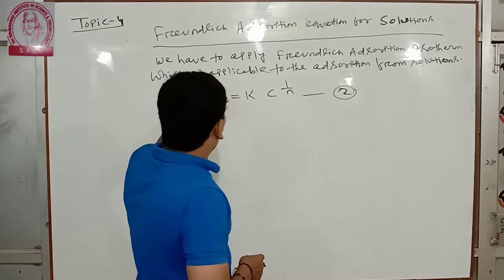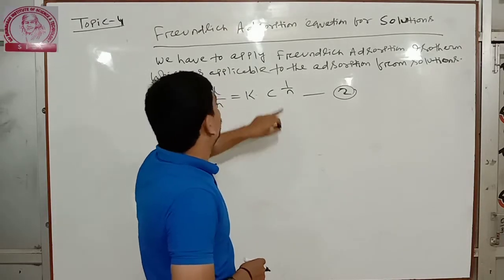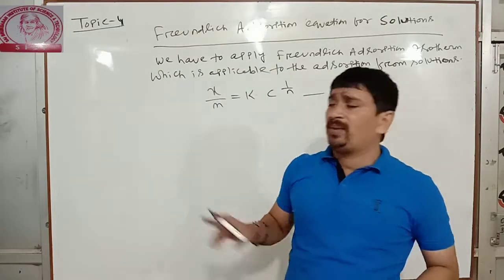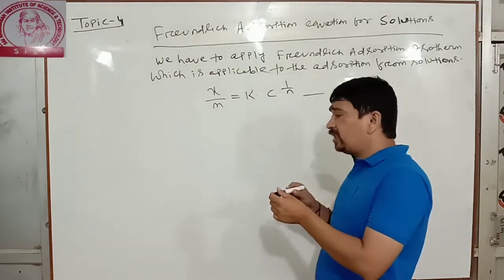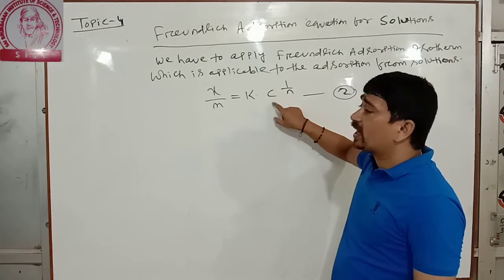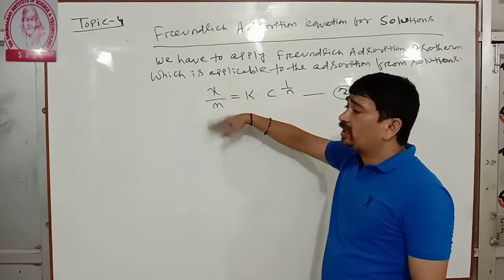So what is x, what is m, what is c? We have to discuss these things. So what is the difference between the previous equation and this equation? In place of p, we are writing c. Otherwise, all things are the same.